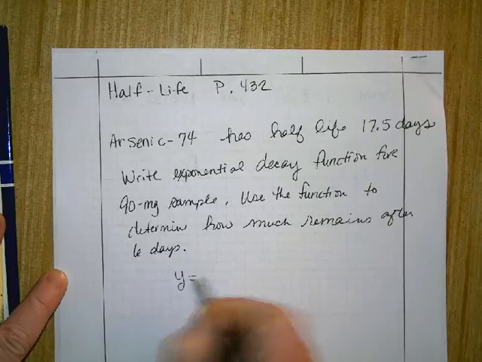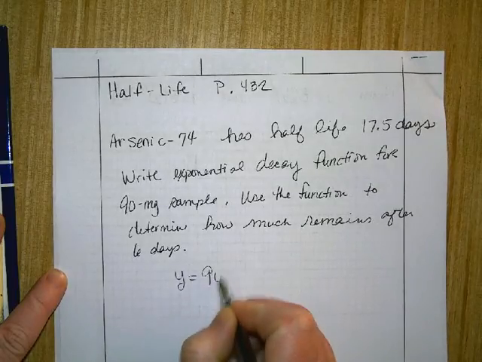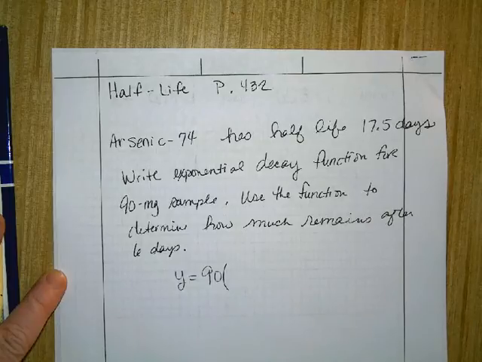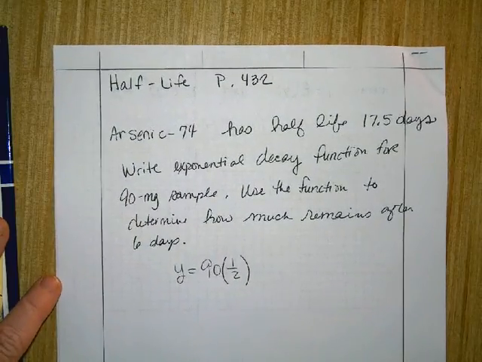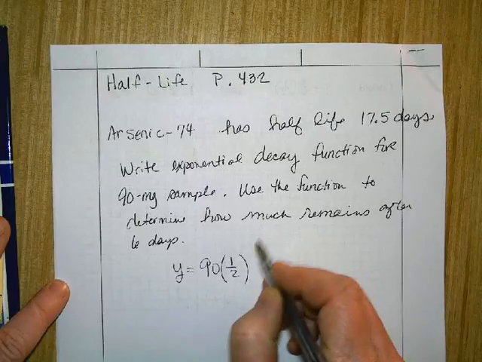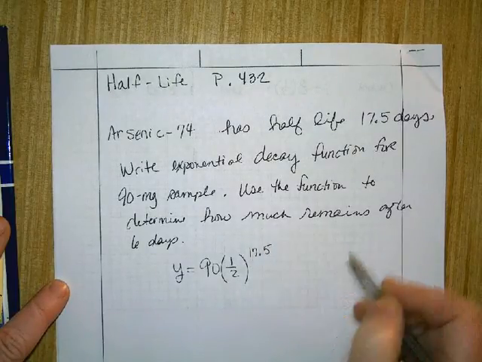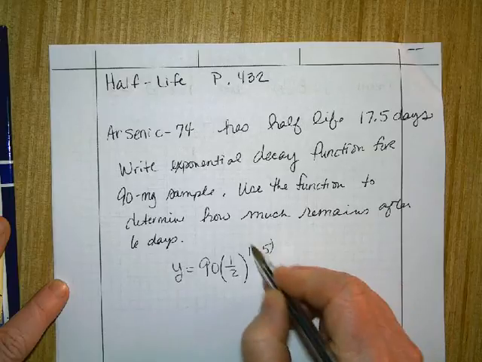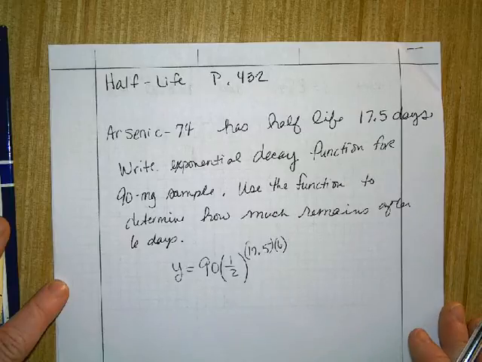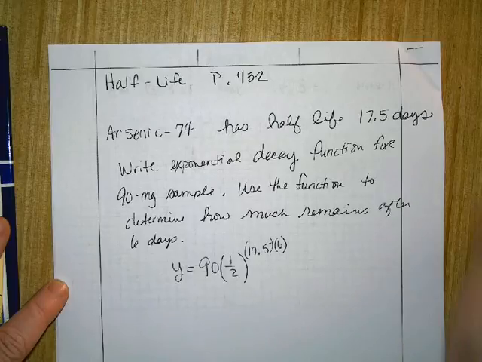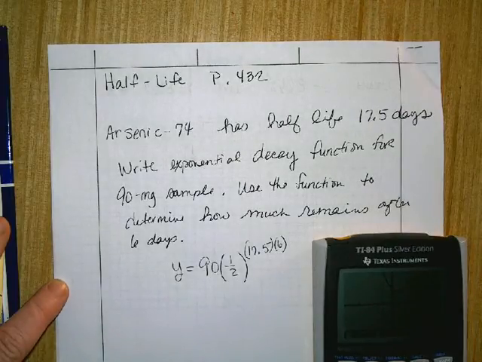Y equals, what's your starting amount here? 90. What's it doing? Is it cutting itself into thirds, cutting itself in half, is it doubling? Cutting itself in half. Now, 17.5 is my exponent, that's how long it takes it to cut itself in half. And you need to multiply that by 6. So we'll have y equals, well, we'll go to regular screen. 90.